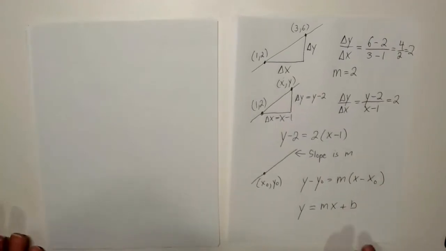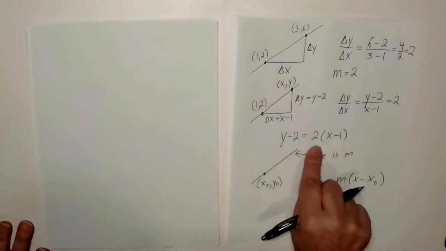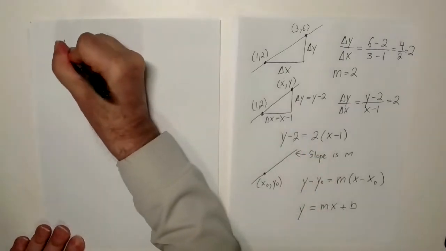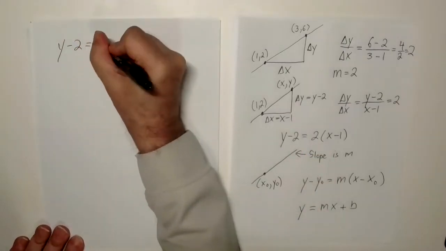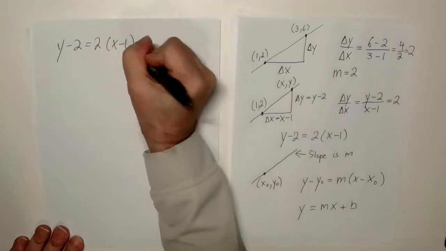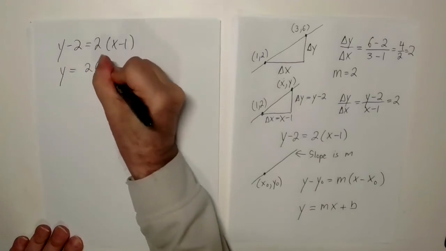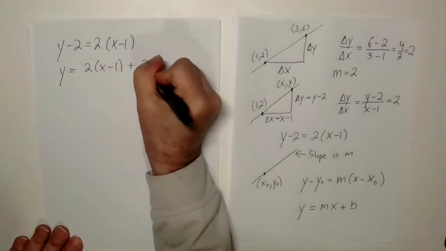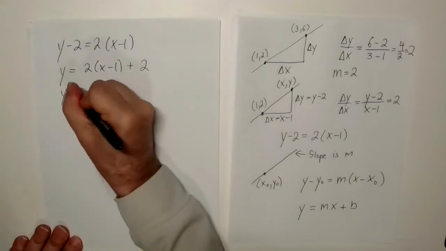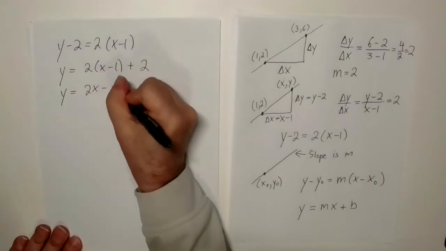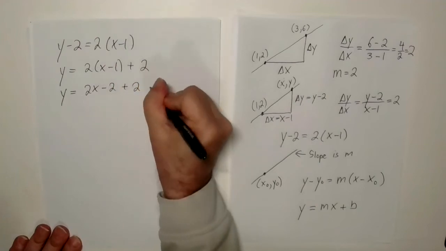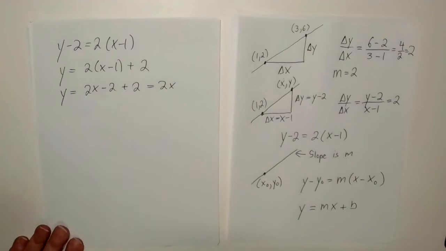Let's take a look. Let's convert this into y equals mx plus b form. So we've got y minus 2 is 2 times (x minus 1). And what you do is y equals 2 times (x minus 1) plus 2. You just add 2 to both sides. You multiply this thing out, 2x minus 2 plus 2, and that's y equals 2x, which is in fact the equation of the line. Now I'd like to say a little bit about functions.